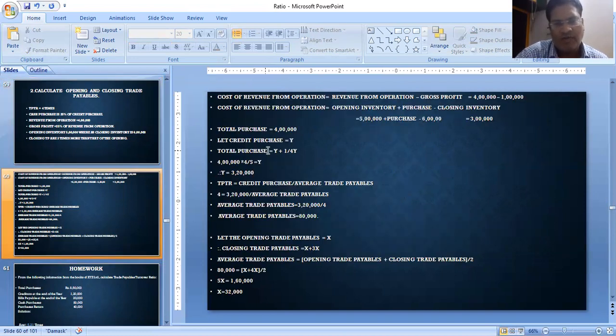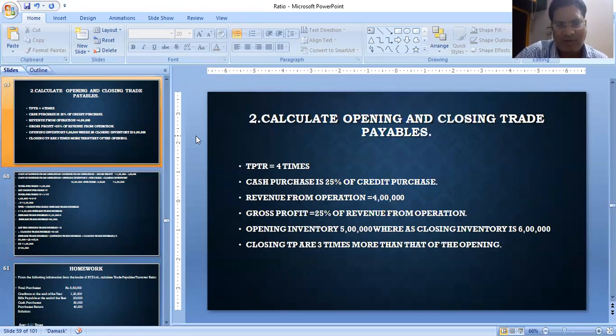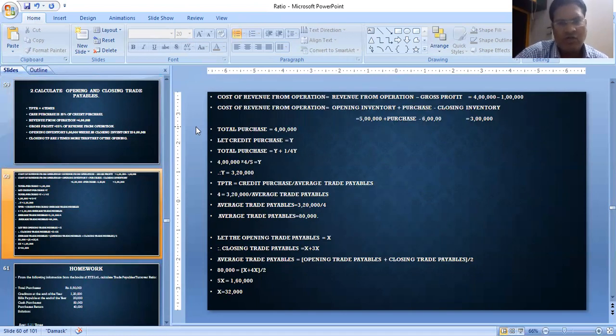Trade payables, we are considering the whole purchase only. Let the credit purchase be y, that is the credit purchase, plus 1 by 4 y, that is the cash purchase. See, it is given over here, cash purchase is 25% of the credit purchase. So we are finding out the total purchase first. So total purchase is coming to be 4,00,000 and credit purchase is 3,20,000.